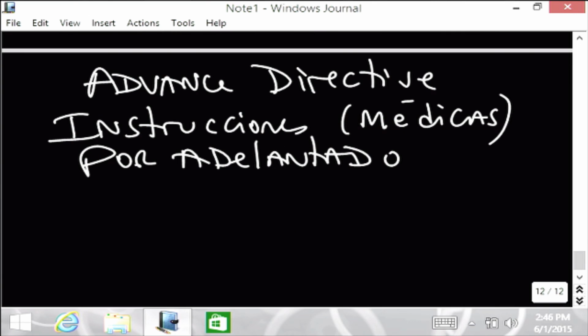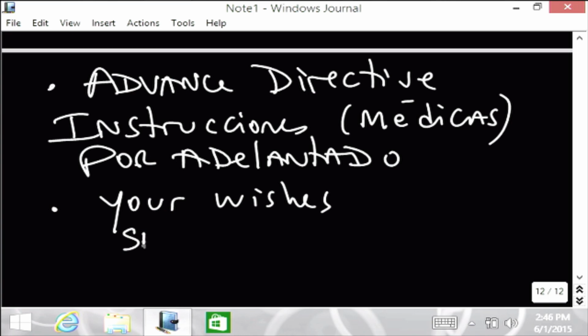That's what an advanced directive is. In this advanced directive, they talk about your wishes. Some people say sus deseos. It's fine, but also deseos means desires in Spanish.